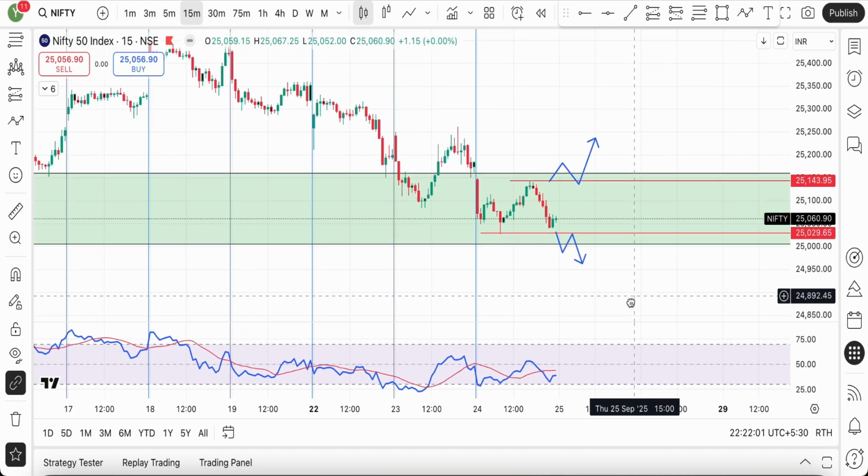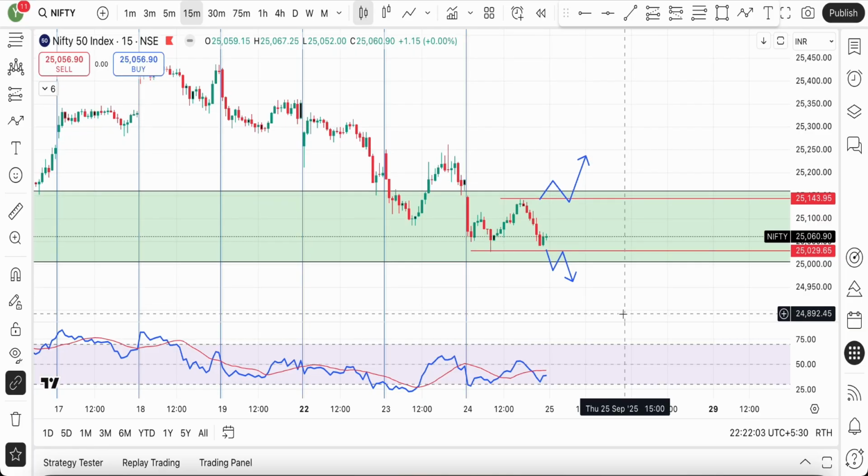So again, we'll not be predicting anything. We are simply prepared for all the scenarios, and this is how we'll be going with the flow once the market opens tomorrow.